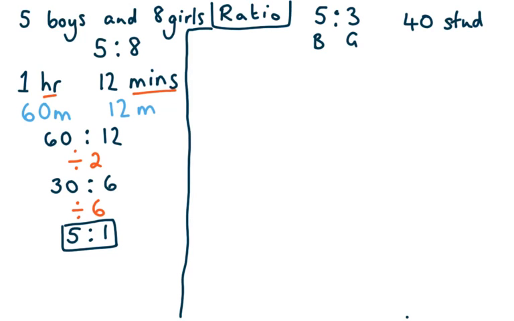And it could ask you a number of different things. It could ask you how many boys. It could ask you how many girls. And it could ask you things like how many more boys than girls, how many more girls than boys, how many less girls than boys, all sorts of things. So basically the first thing you want to do is work out, if there's 40 students in the class, how many boys are there and how many girls are there.